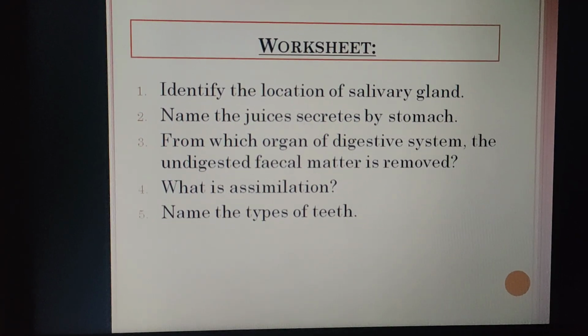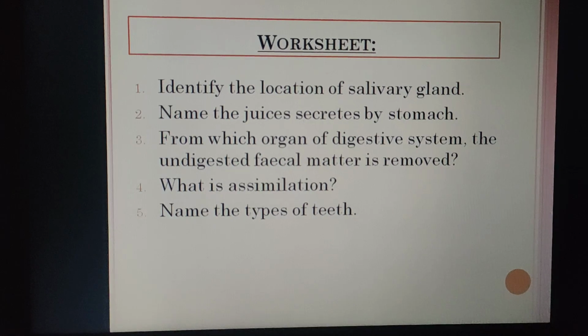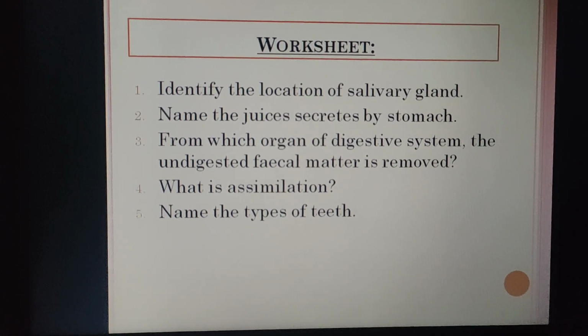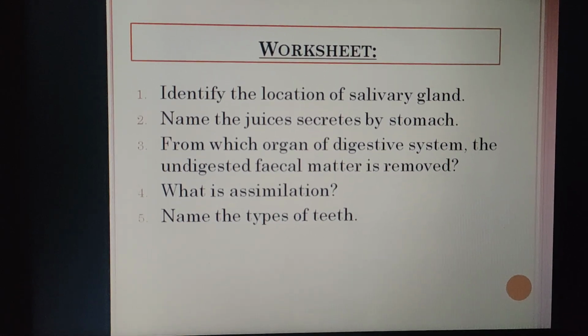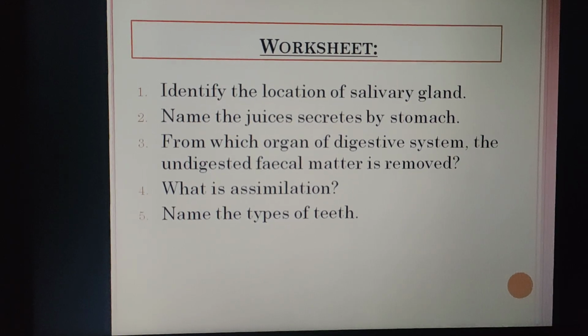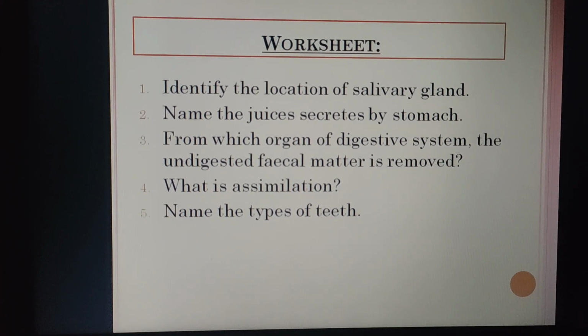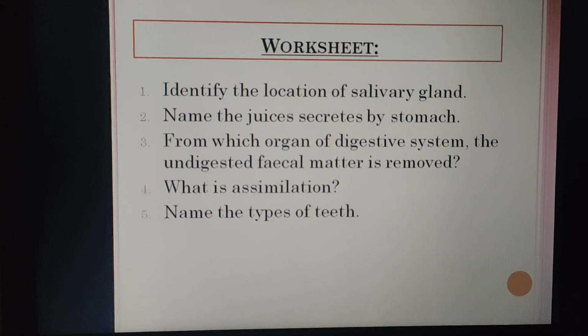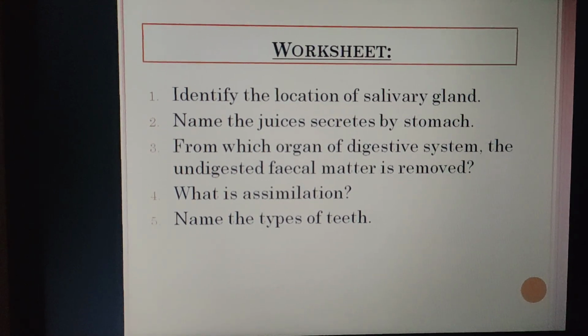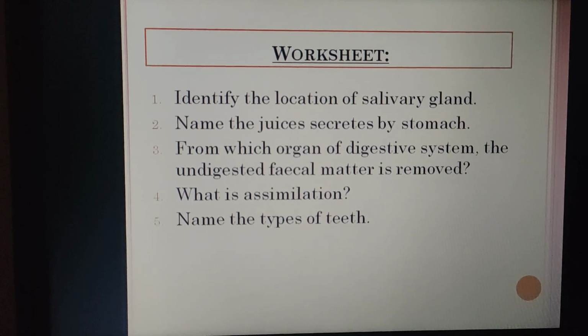If you want to cross-check your answers, you can go through the videos we have uploaded of the second chapter explanation and notes, that is, nutrition in animals. You can cross-check whether your answer is correct or not. I hope you will do this worksheet. Please do this.